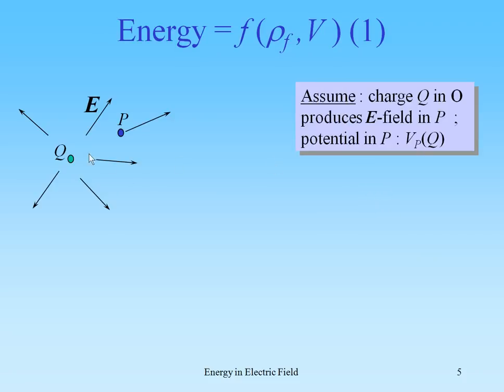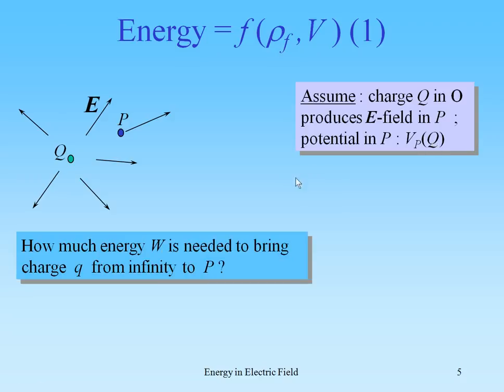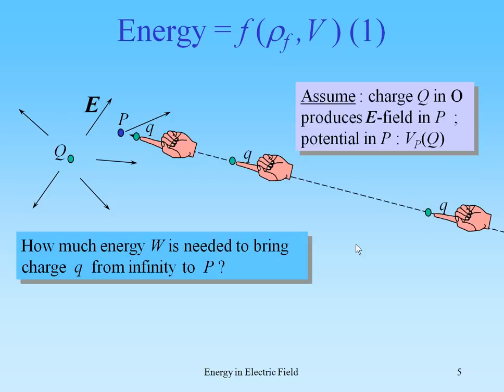Assume we have a charge Q in the origin and that produces an electric field in point P. The potential in P is Vp as a function of Q. How much energy is needed to bring another charge, this small q, from infinity to P? The energy will be small q times the potential present in P.